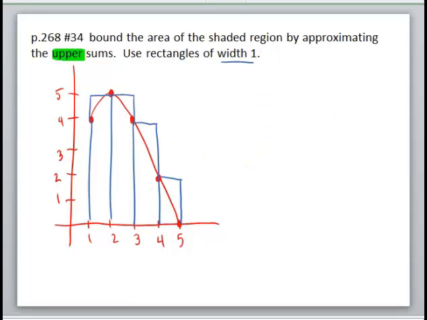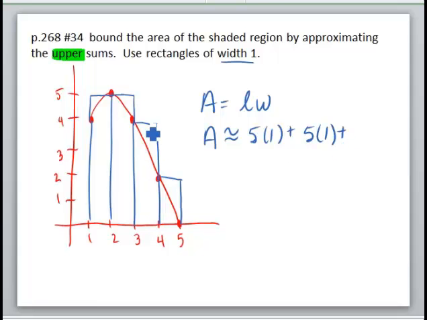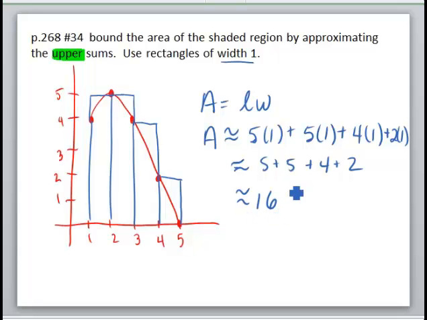For the second problem, the upper sums, we're going to go through the same thing. The area equals length times width. The area is approximately: the length of the first rectangle is 5 and the width is 1, 5 times 1, plus the length of the second rectangle is 5 and the width is 1. The length of the third rectangle is 4 and the width is 1, plus the last one, the length is 2 and the width is 1. So I end up with 5 plus 5 plus 4 plus 2, which gives me an approximate area underneath the curve of 16. Neither one of those is correct, they're just approximations.